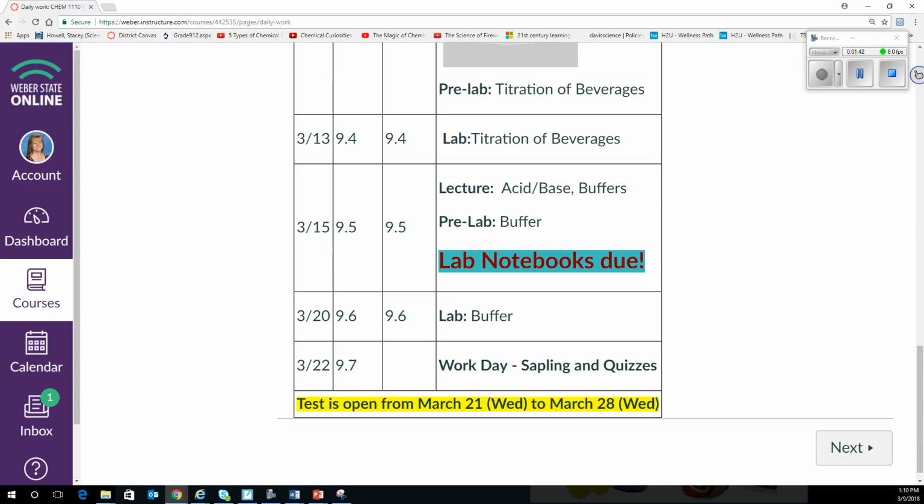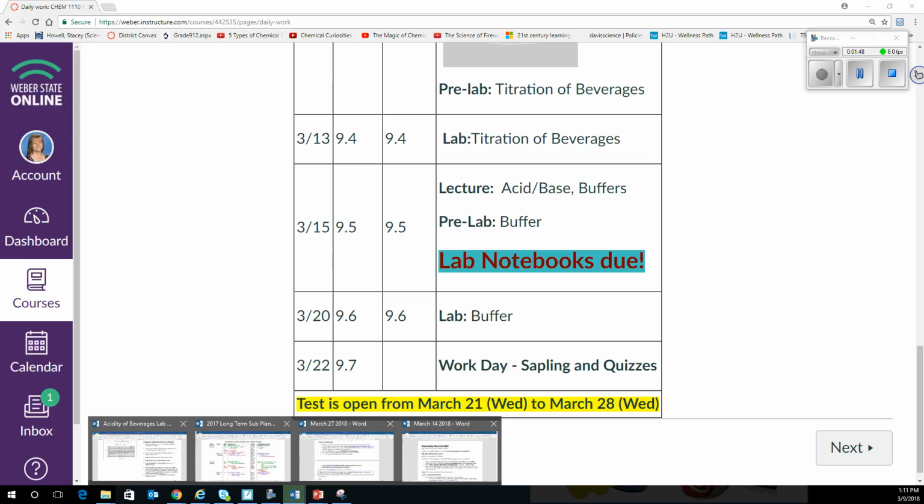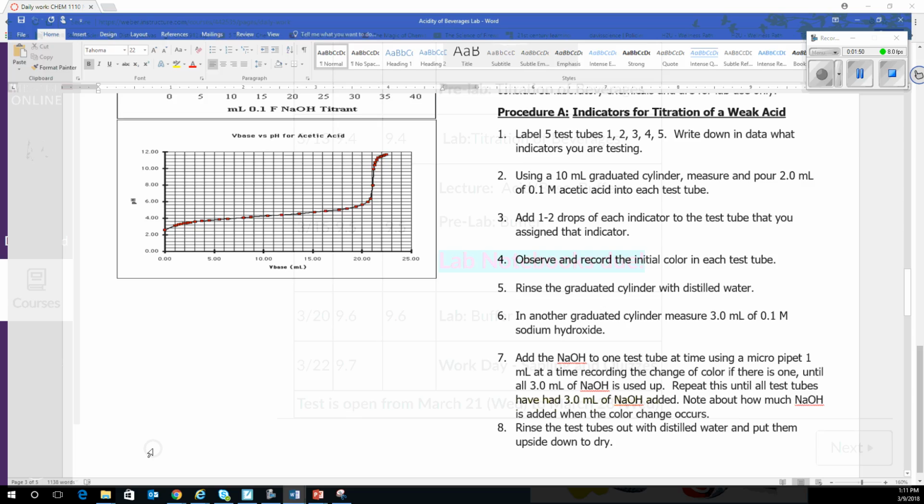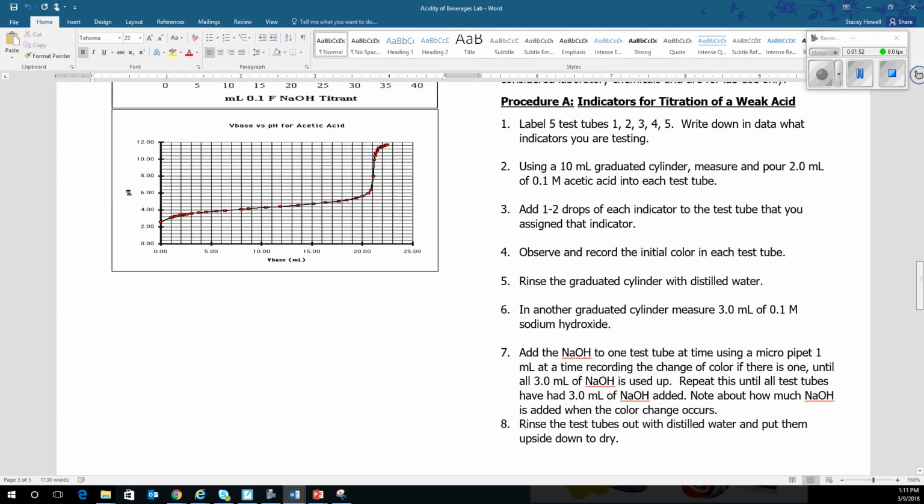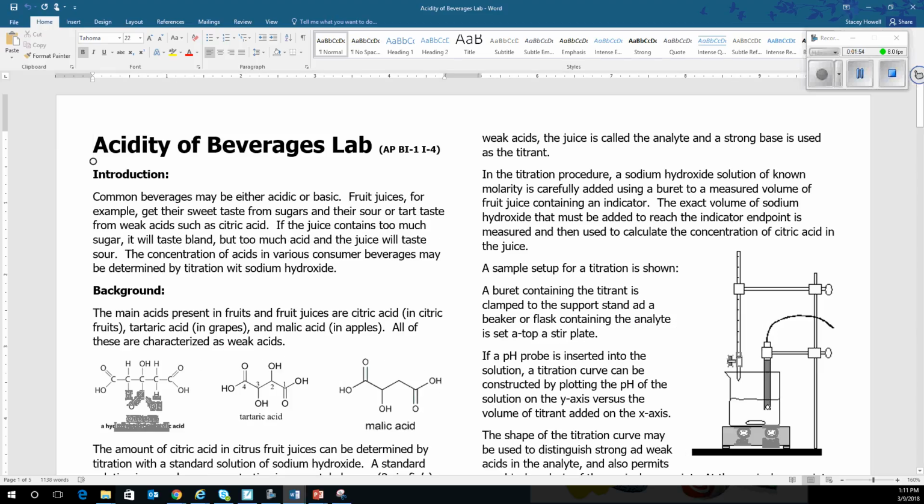Okay? All right, so let's look at that lab for a minute. I want to look at that lab and talk to you about it. I think it's right here. Let's scroll up to the top. So this acidity of beverages that we're doing next time, we're actually going to test apple juice, grape juice, and pineapple juice for how much acid they have in them.